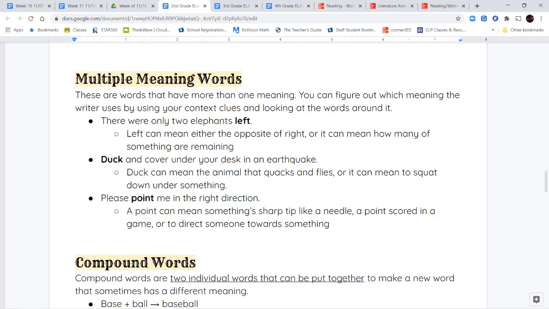Now over here, again, you have multiple meaning words. We did go over this last week, so I'm not going to go over it again, but the notes are here for you. Remember, multiple meaning words are words that have more than one meaning, and you use the clues around it to help you figure out which meaning of the word the author was talking about.